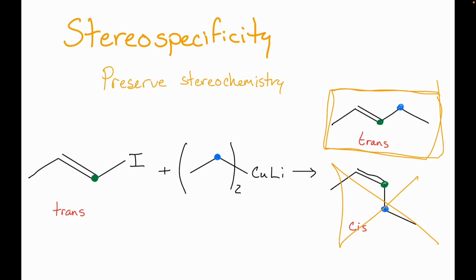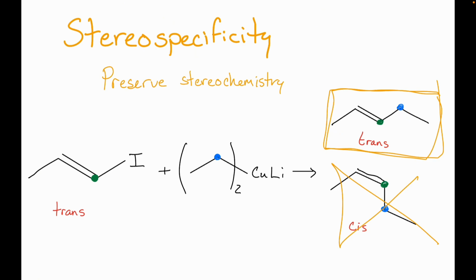Because this methyl group and this iodine were pointing in opposite directions on my reactant side, they're going to be pointed in opposite directions on my product side as well. We're going to preserve our stereochemistry in these reactions.